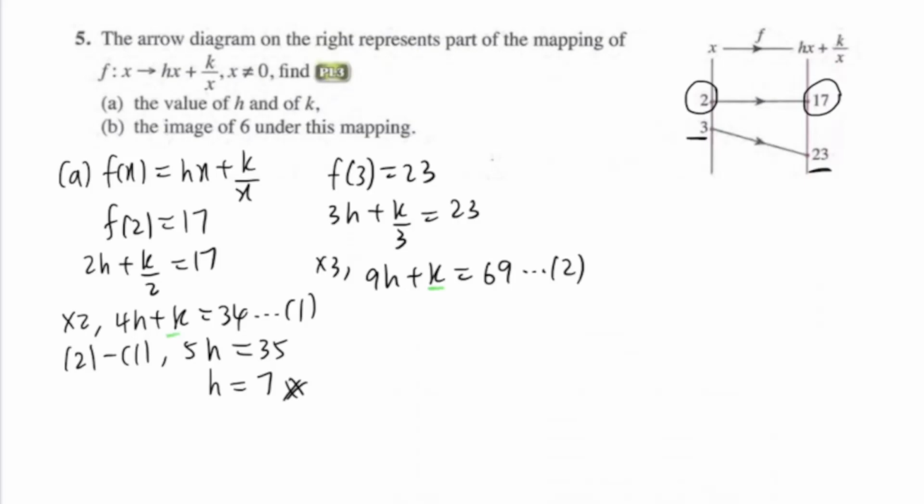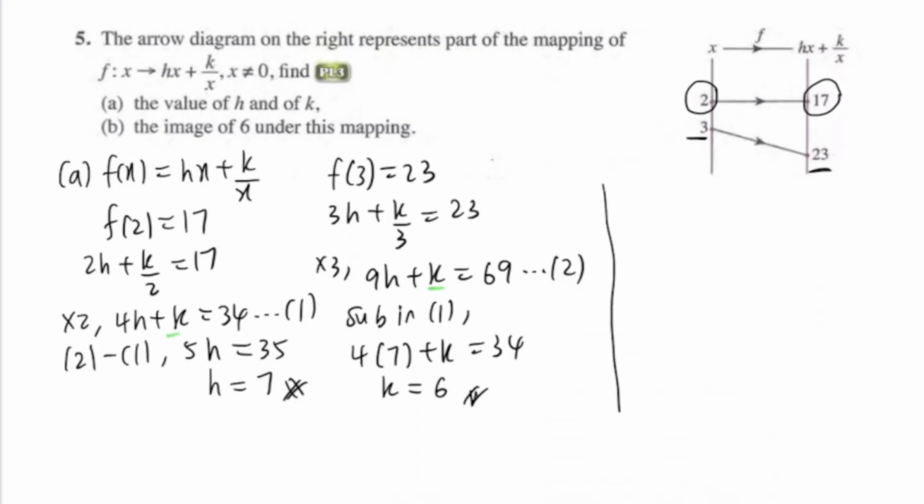Alright, now as we sub inside equation number 1, you will get 4 times 7, h is 7, plus k equals 34, right? 4 times 7 is 28, 34 minus 28, k is just 6. Okay, first part, no problem.